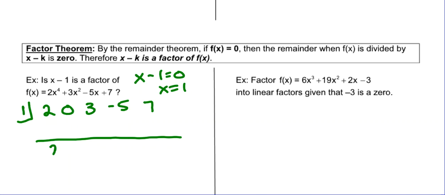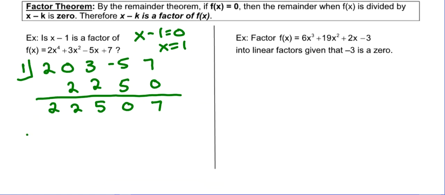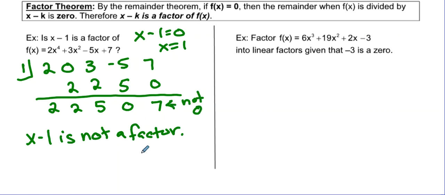Bring down the first one, and then multiply, and add, multiply, and add, multiply, and add, and multiply, and add. So the remainder is not 0. It didn't divide evenly, so x minus 1 is not a factor. Because this is not 0. So you should pause it and try the next one.